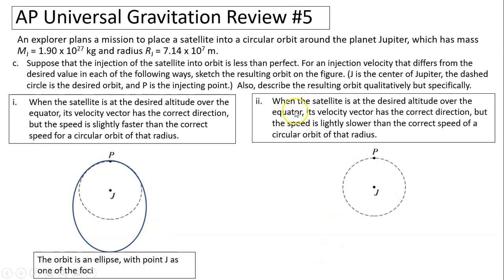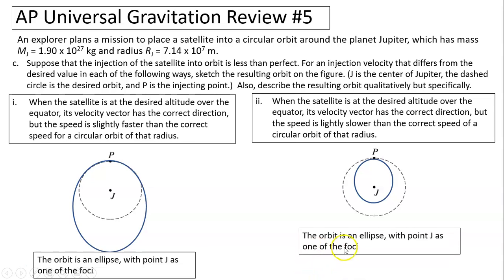Part 2 is when the satellite is at the desired altitude over the equator, its velocity vector has the correct direction, but this time the speed is slower than the correct speed of the circular orbit. Again, if the speed is less, then it's not a circle, it becomes elliptical. But in this case, it would be a smaller ellipse, again with J as one of its foci. Again, you need to describe the shape of the orbit, which is an ellipse, with point J as one of the foci.